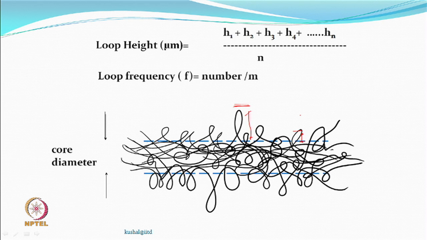Then how many loops are there in a particular length, which can in a way tell the frequency of the appearance of loops, which will change if you change the overfeed, if you change the air pressure, and so some of these things can happen.